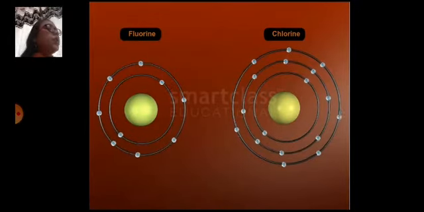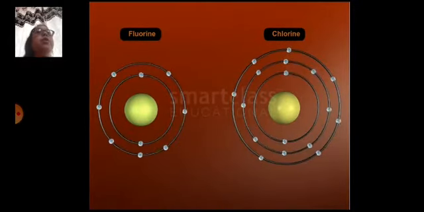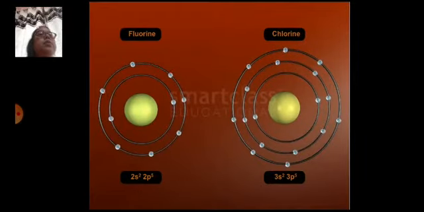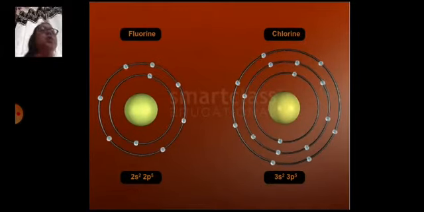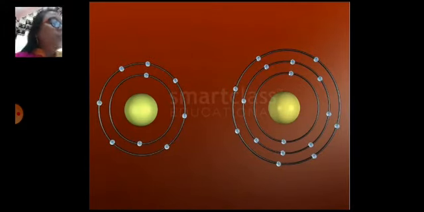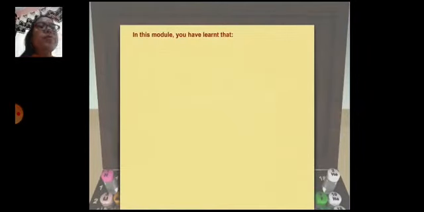Similarly, the 17th group, that is the halogens, for example fluorine and chlorine, have 7 electrons in the outermost shell, that is 2s2 2p5 and 3s2 3p5.